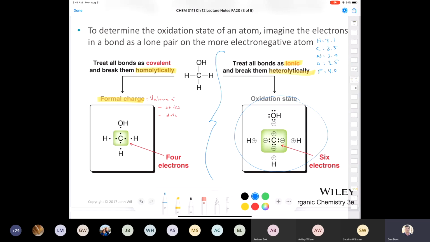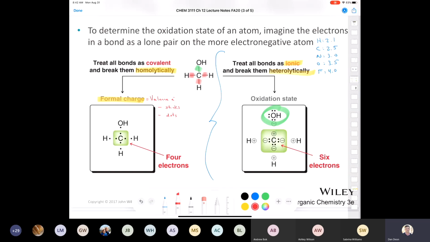So if we look at methanol, now it's saying you have to break all of these bonds heterolytically, all 4 of them. Well, let's look at the first one, the bond between carbon and oxygen. Who's more electronegative? Oxygen. So oxygen takes all of those electrons, and that's why carbon is left with no electrons here. If you look at the other three bonds, well, looky, all three of them are carbon-hydrogen bonds, so they're all identical. Carbon is more electronegative than hydrogen, and so the two electrons in the bond, carbon takes all of them.